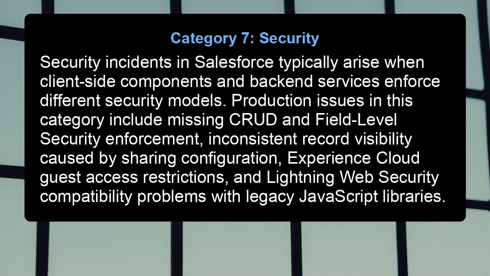Category 7: Security. Security incidents in Salesforce typically arise when client-side components and backend services enforce different security models. Production issues in this category include missing CRUD and field-level security enforcement, inconsistent record visibility caused by sharing configuration, Experience Cloud guest access restrictions, and Lightning Web Security compatibility problems with legacy JavaScript libraries.